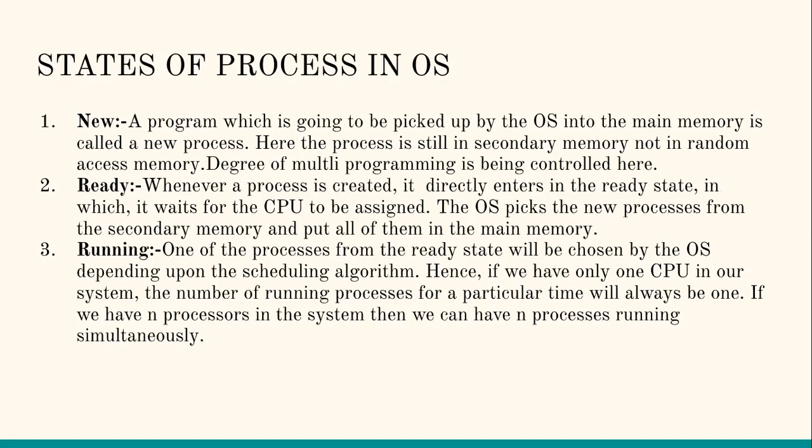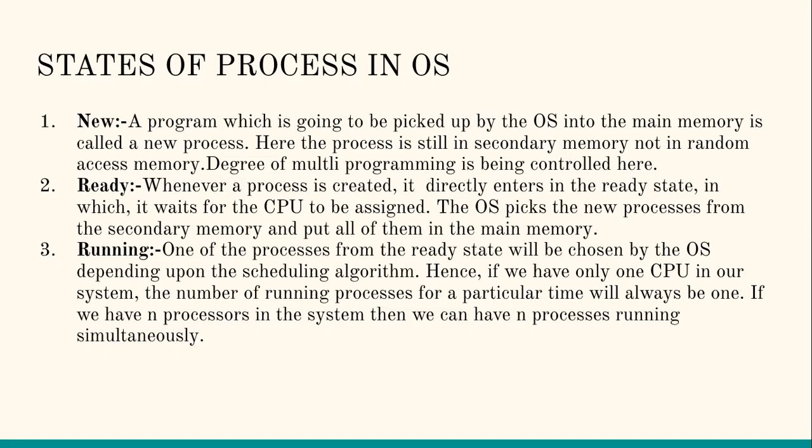So let's talk about states of process in OS. The first state is the new state. A program which is going to be picked up by the OS into the main memory is called the new state. Here the process is still in secondary memory and not in random access memory. The degree of multiprogramming is controlled here by the long-term scheduler. The next state is the ready state. Whenever a process is created, it directly enters the ready state, in which it waits for the CPU to be assigned. The OS picks the new process from the secondary memory and puts all of them in the main memory.